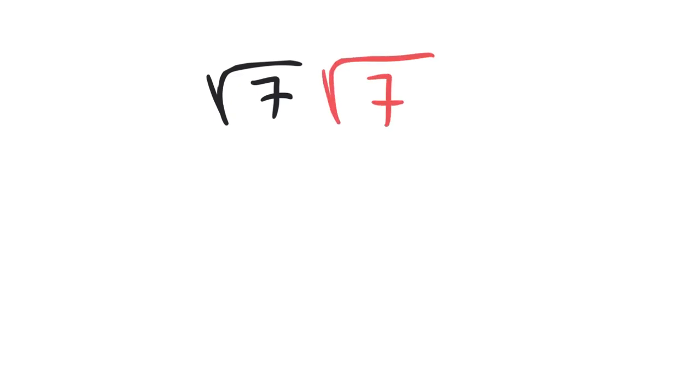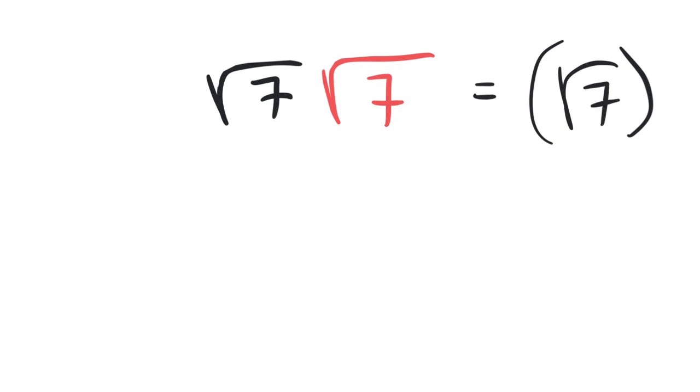So I would like to also cover another concept, and that is the fact that if you have the square root of some number, and if you were to multiply that times itself, well, in reality, that's just going to be the square root of 7 squared. Okay, square root of 7 squared.